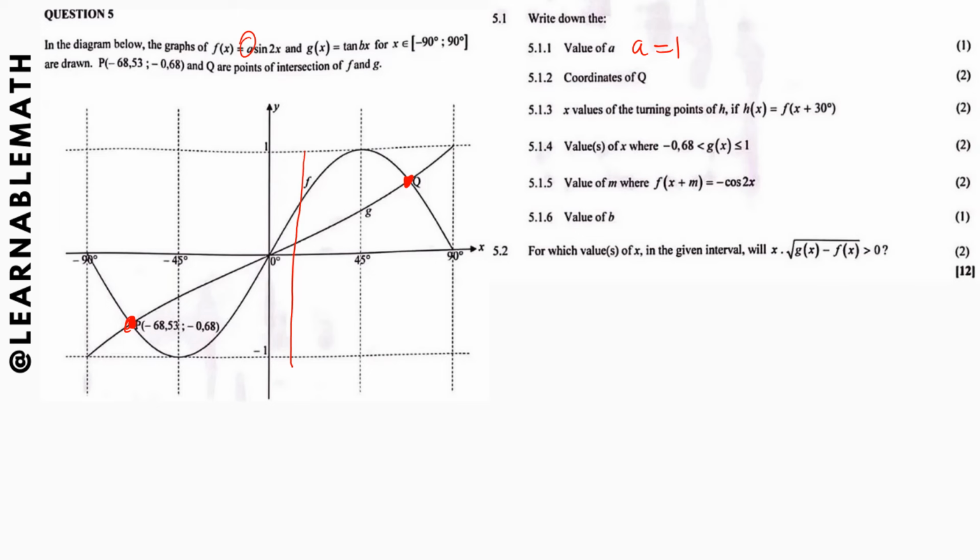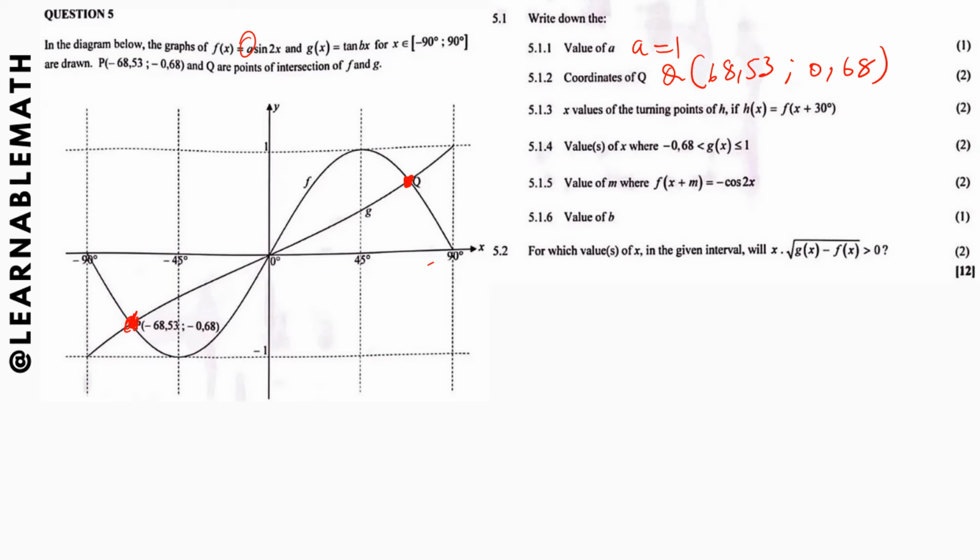It's basically symmetrical to that because this is a tan function. So basically Q will be this answer, but it will be positive because it's on the positive side, right? So Q will be positive 68.53 and 0.68. Because it's symmetrical, this is a sine function, and you can see that is minus 68.53, and the symmetrical point should be positive 68.53, right? Hence you just take that one and change the sign for Q.